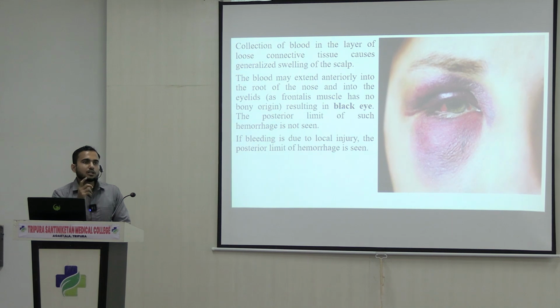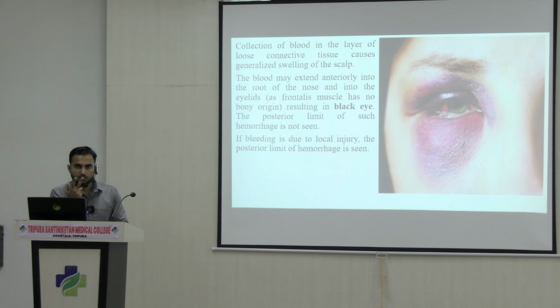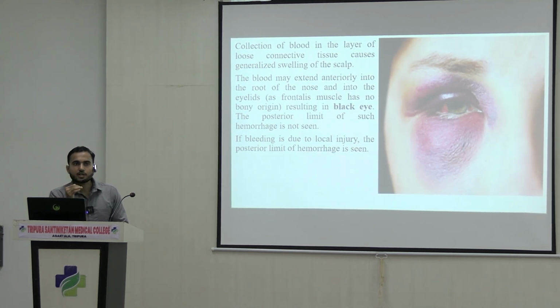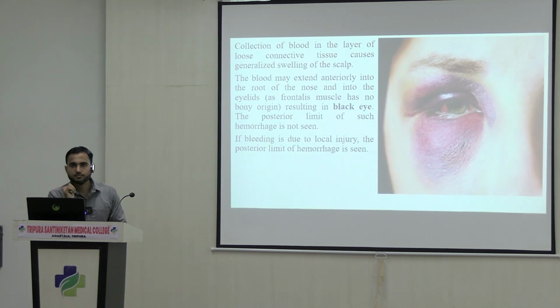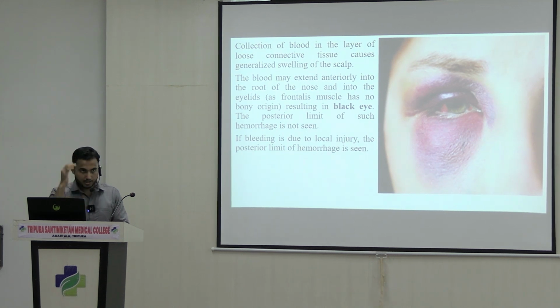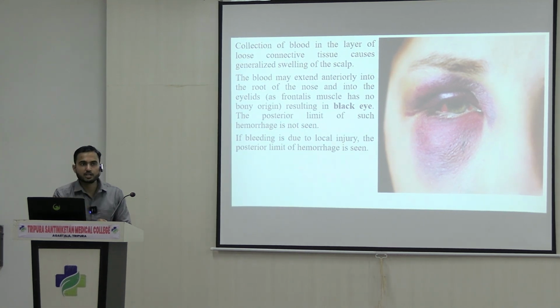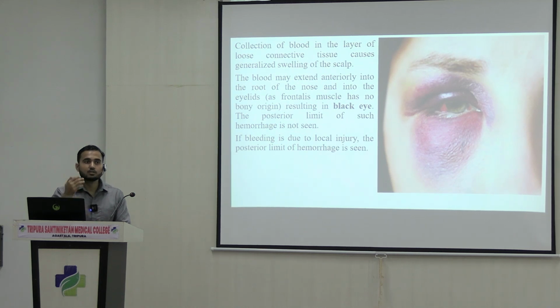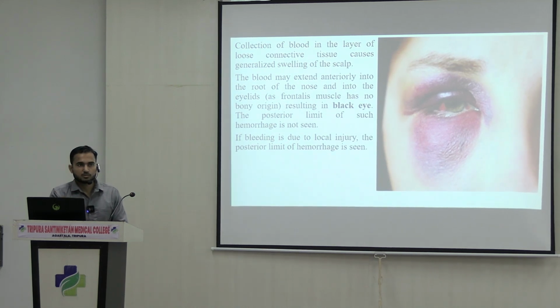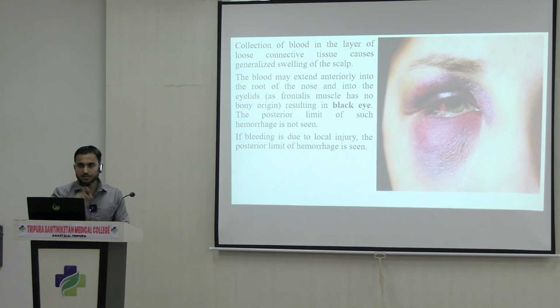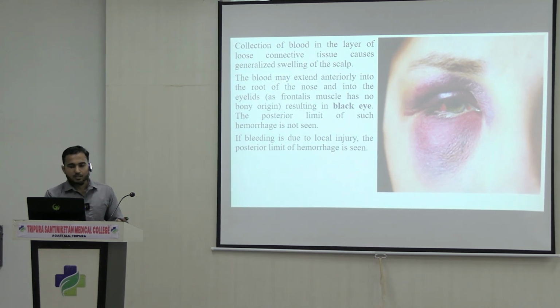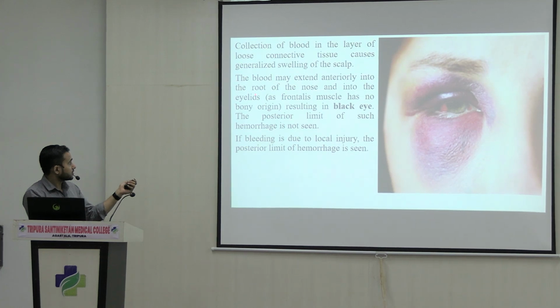Have you studied about the occipitofrontalis muscle? It has two parts, the occipital part and the frontal part. Now, the frontalis part, where is it attached, any idea? It doesn't have any bony attachment. It is attached to the skin of the eyelid. So this is a very important reason. Now the blood extends anteriorly into the root of the nose and into the eyelids. Why?